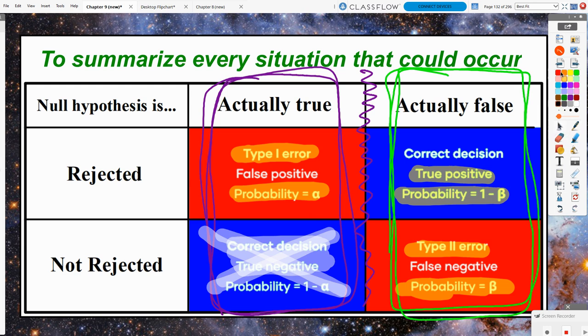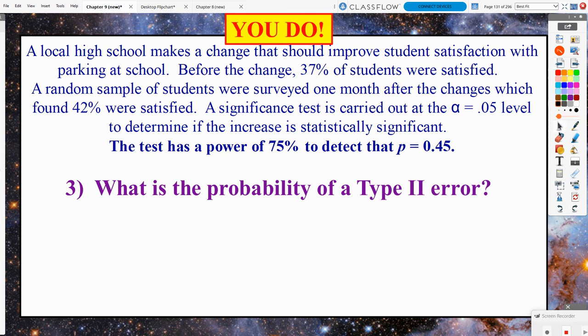All right, so go back to your you-do problem, figure out real quick what that type 2 error is, and we will discuss it the next day in class.